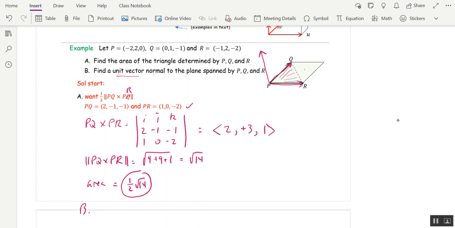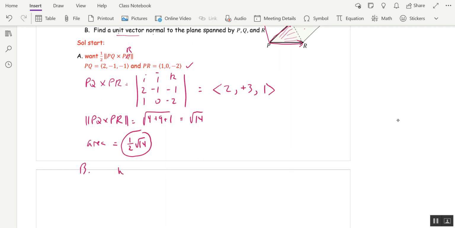So what do I want? Basically, PQ cross PR is orthogonal. So it points up this way. But I want to make it a unit vector, so I'm going to divide by its length. So here's what I want. I want PQ cross PR, and then I want to divide out by its length. PQ cross PR, I've done all the work. I found PQ cross PR. That's 2, 3, 1. And I want to divide by its length. Well, its length is root 14.